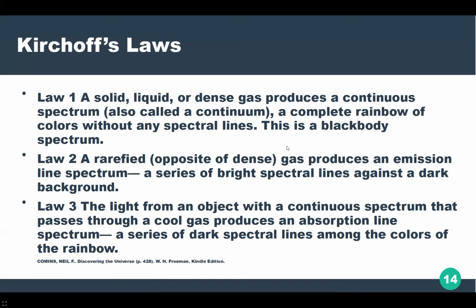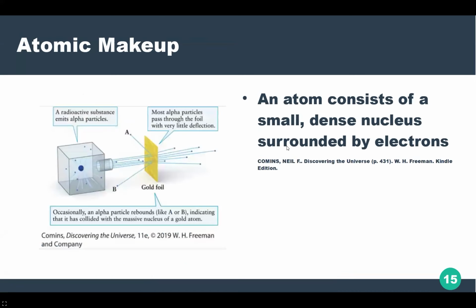Law 2: a rarefied gas, the opposite of dense gas, produces an emission line spectrum, a series of bright spectral lines against a dark background. Law 3: the light from an object with a continuous spectrum that passes through a cold gas produces an absorption line spectrum, a series of dark spectral lines among the colors of the rainbow. Answering the question of where these came from came as scientists began to understand the structure of the atom more.